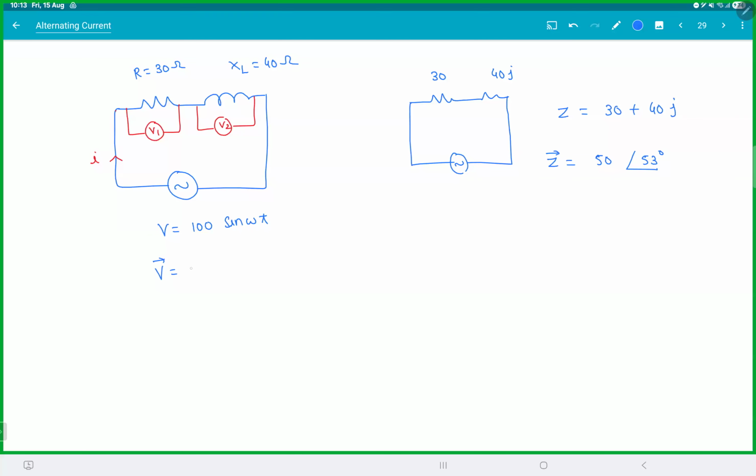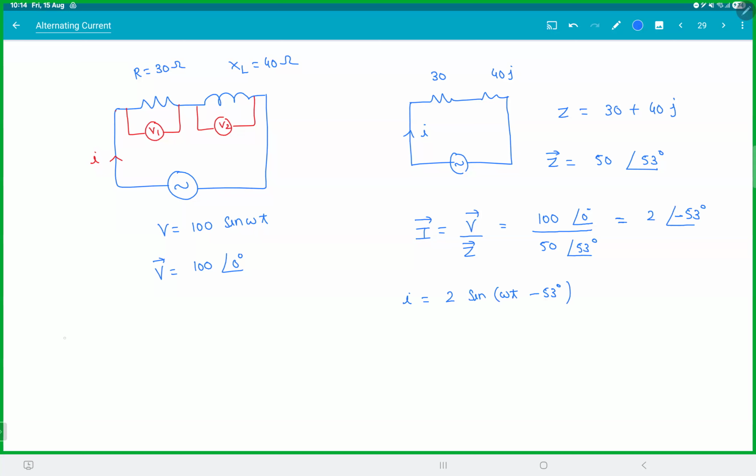Voltage ka phasor form V bar is 100, 0 degrees. You want to find current, you'll get phasor form ka current. I bar is nothing but voltage by impedance. When I put a bar, it is still this thing. So this will be 100, 0 degrees by 50, 53 degrees. Check karo re Aditya, 37 hai na tujhe? This will be 2 minus 53 degrees. That means the current as function of time t is 2 sine omega t minus 53 degrees. That's your current as function of time t.